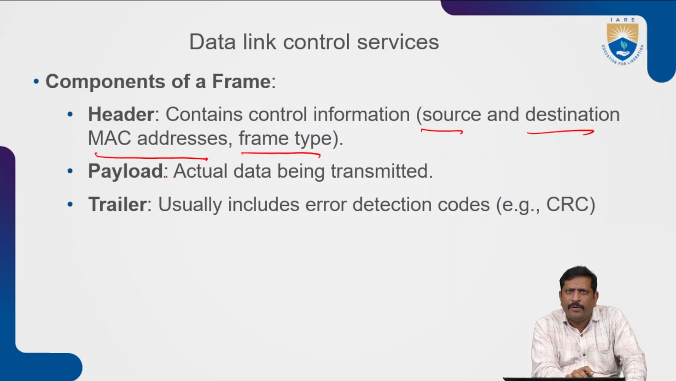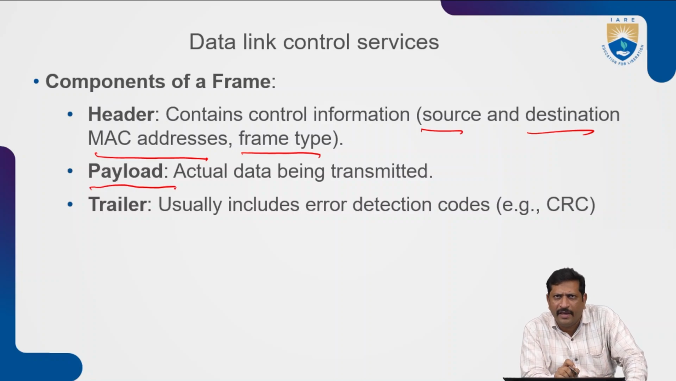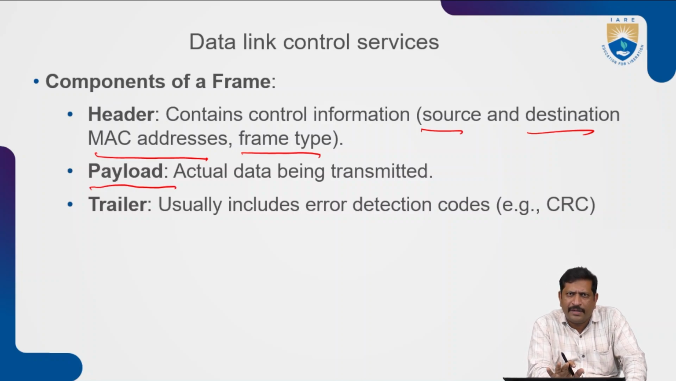And the payload means the actual data, whatever data we are going to transmit. That transmitting data we keep in the payload field, so the actual transmitting data can be stored there. Then the trailer field. What does the trailer field include? It has the error detection codes, so errors can be detected. That means CRC.